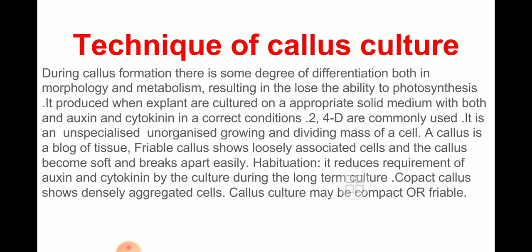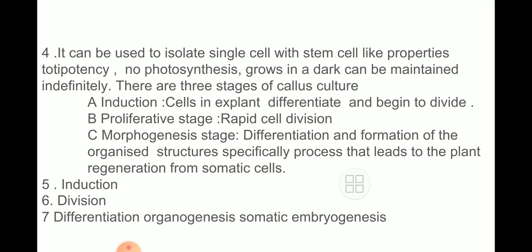Callus culture may be compact or friable. So my friends, keep in mind there are two types of callus we can get during callus culture. One is friable, another is hard, means soft and hard. Soft means friable, hard means very compact. Now, it can be used to isolate single cells with stem cell-like properties, totipotency, no photosynthesis, grows in the dark, and can be maintained indefinitely.